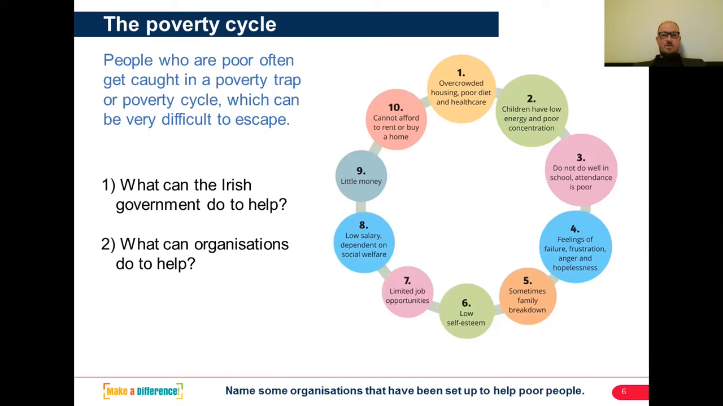So here's the poverty trap. Number one, overcrowded housing, poor diet and healthcare. Number two, children have low energy and poor concentration. And number three, they don't do well in their exams in school, and then maybe their careers don't do as well, arguably. And then feelings of failure, frustration, anger, and hopelessness in poor families. Sometimes families break down. Sometimes these families have low self-esteem.